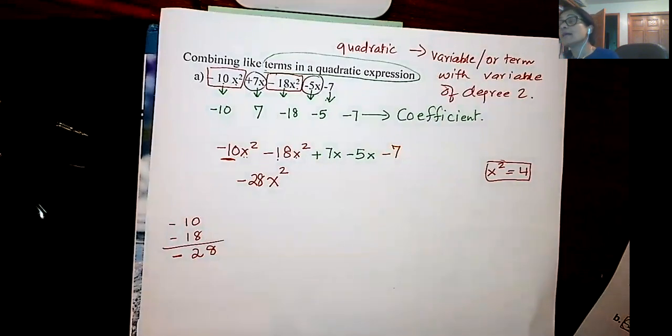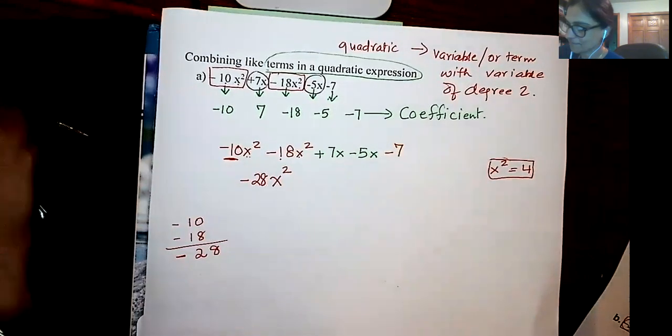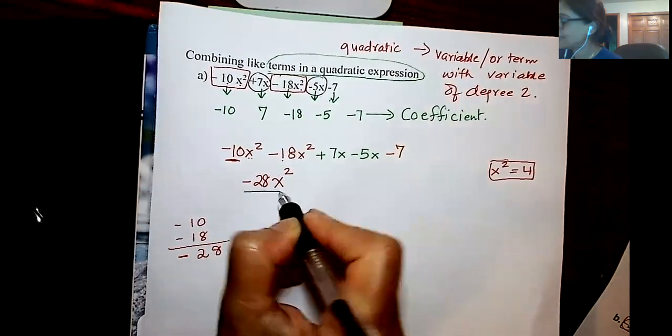Keep this in mind. This idea of combining like terms gets repeated again in chapter 4 or 5. So you can't forget it. When you're adding and subtracting like terms, even when it is a quadratic, you will see combining like terms in the next chapter. Combining like terms in quadratic expressions will again be repeated sometime later down the road in chapter 4 or 5. So don't forget it. So it becomes negative 28x squared.